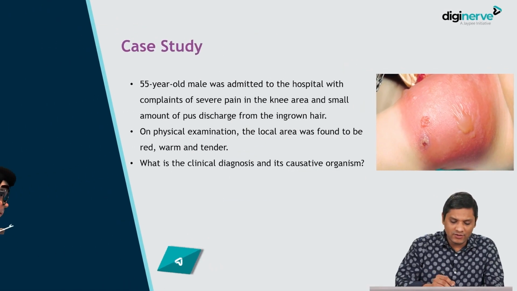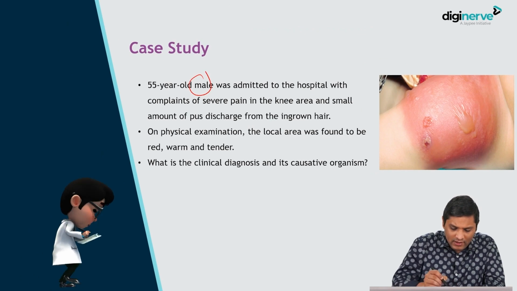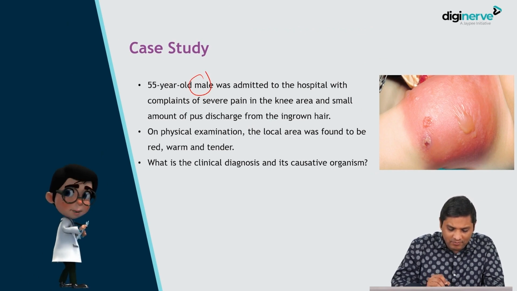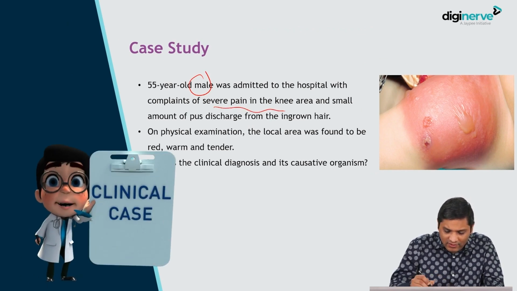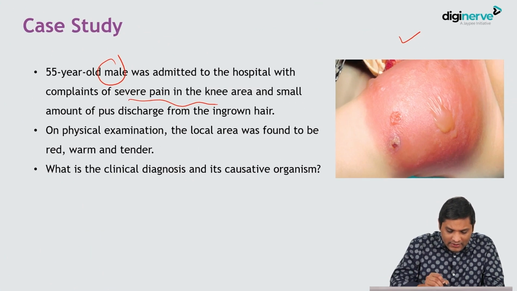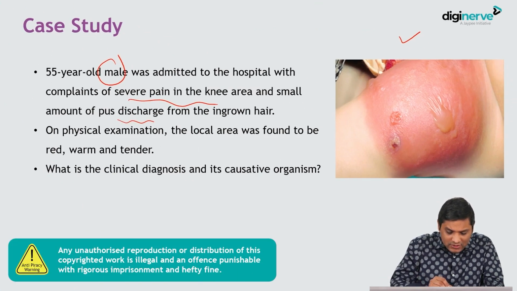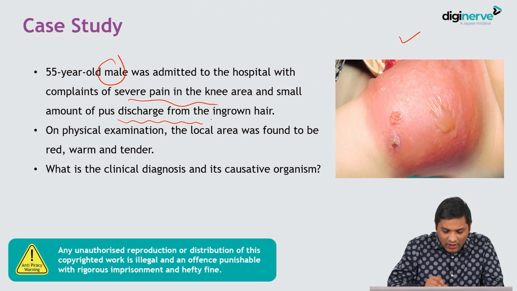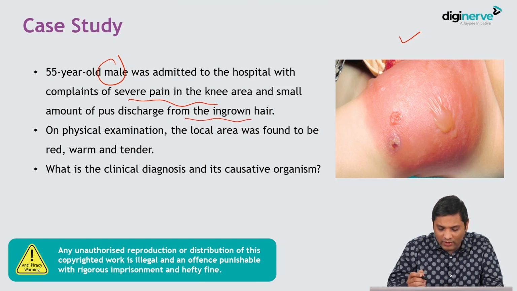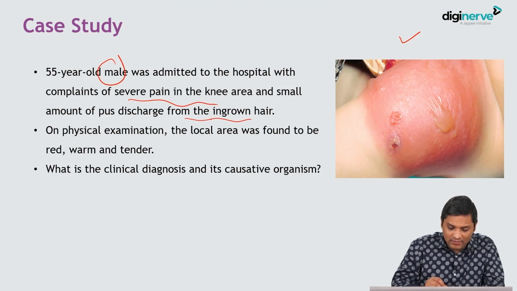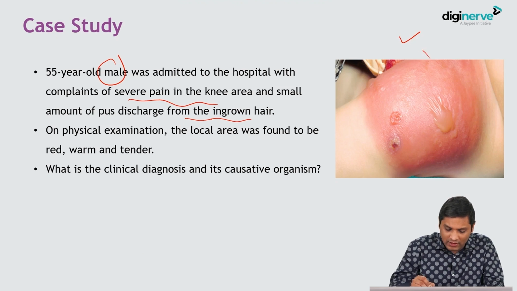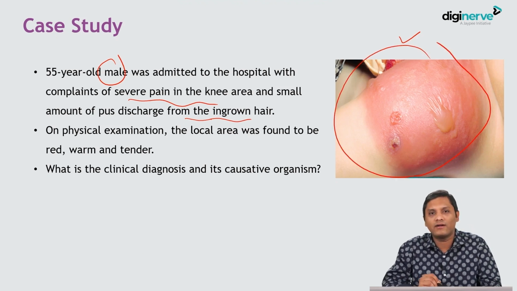We'll start with a case scenario. It's a case of a 55-year-old male admitted to the hospital with a complaint of severe pain in the knee area, and a small amount of pus discharge was exuding. A small amount of discharge was coming out from the ingrown hair. On physical examination, the local area was found to be red, warm, and tender.